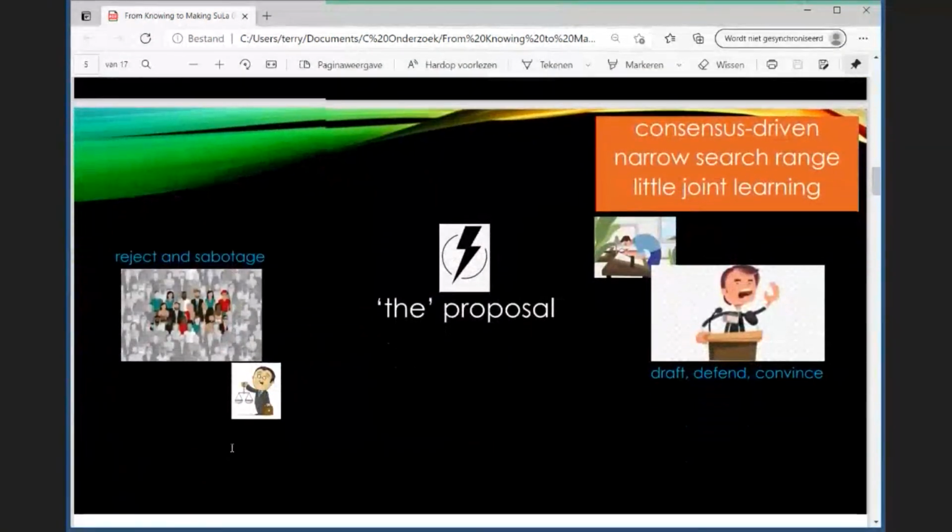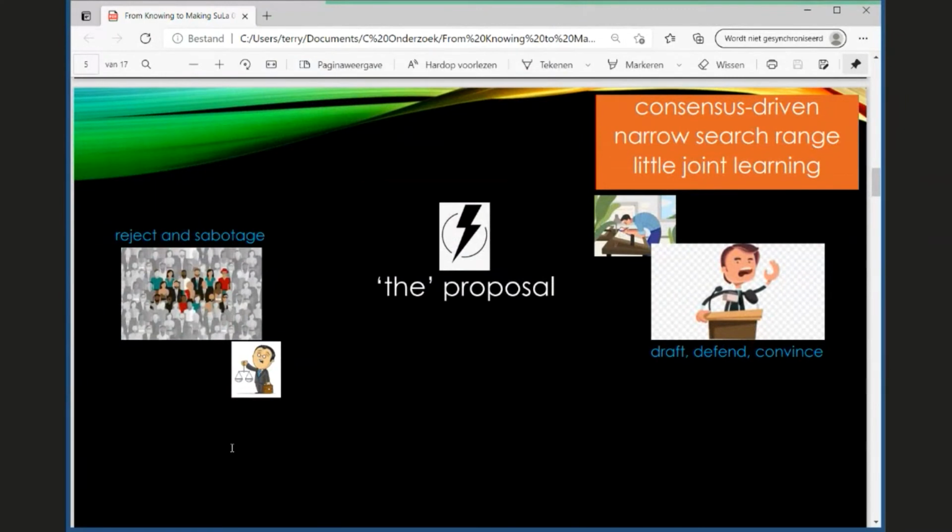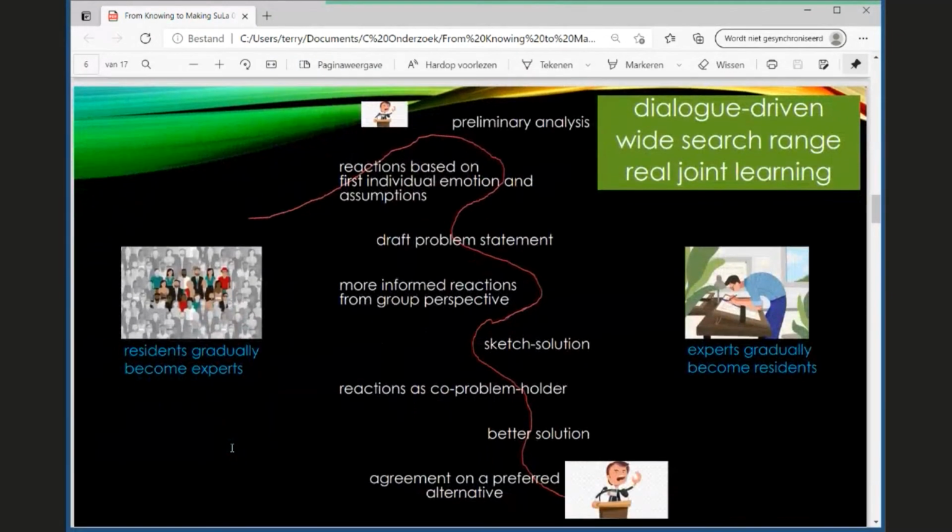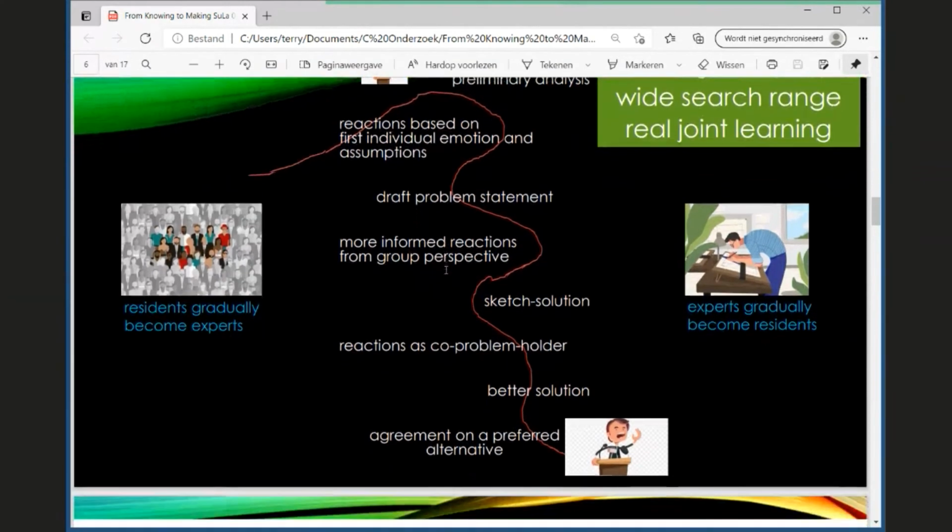And then this model of one proposal parachuted onto the community is replaced by a dialogue where the experts gradually become residents because they understand more and more about the place. And the residents gradually become experts because they are in a conversation about what would be possible, what would be wise. And then you get this twisty road of in-between sketches and solutions and proposals, and in the end you arrive on a joint preferred alternative. And yes, then politicians will say, let's get this done. But they, in the beginning, are smaller on the background and just invite people into this discussion.